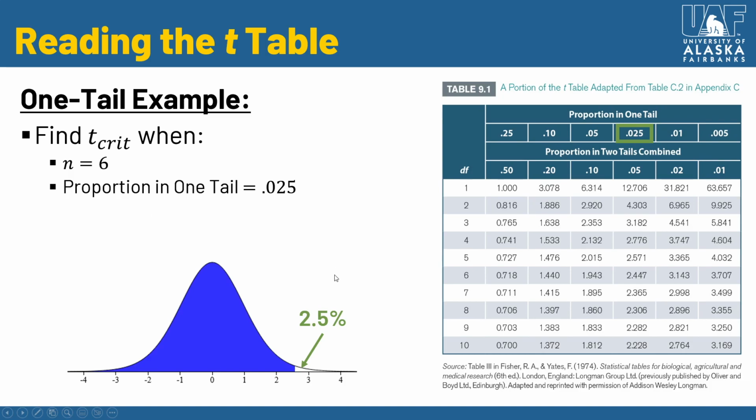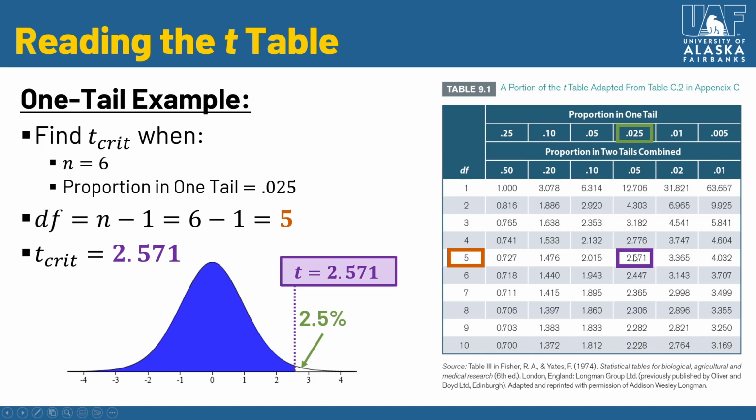Here we see proportion 1 tail 0.025. Okay, it's telling us that we're looking in this column here. Degrees of freedom is n minus 1 equals 6 minus 1, right? Because that was our n equals 5. There's our 5. And then we just look at those two columns. And we're going to find a critical value of t of 2.571. Right? So that's an example of finding the critical value of t in a 1-tail example.